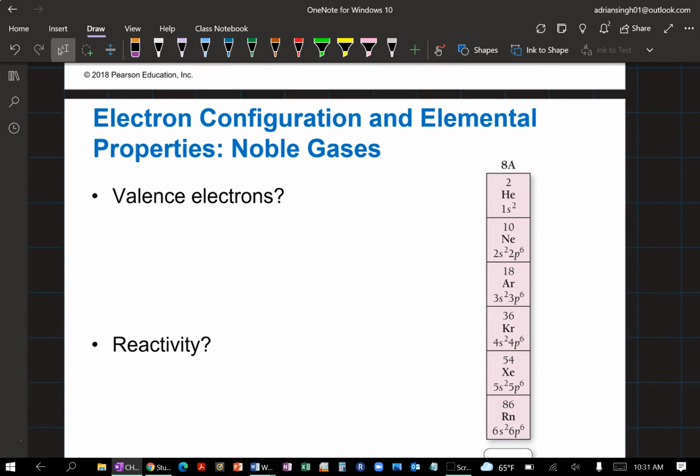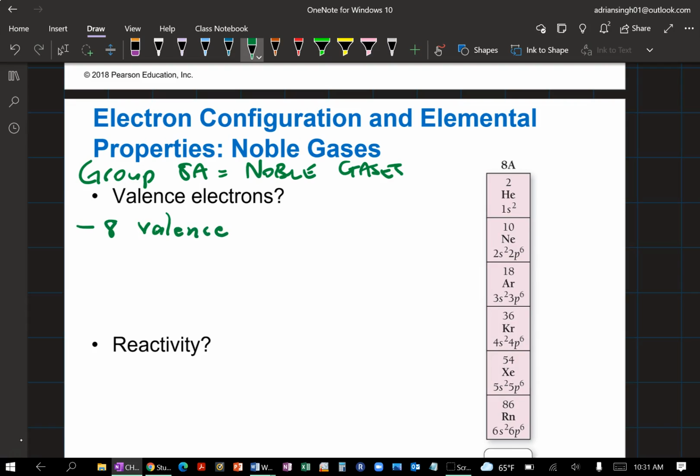So let's first of all take a look at one particular column or group, which we call the noble gases. We need to know the names for these different groups and also which group number they correspond to. So the noble gases are the group 8A elements, and they're all going to have 8 valence electrons, every single one of them, with the exception of helium, the very first one, which only has 2 valence electrons.